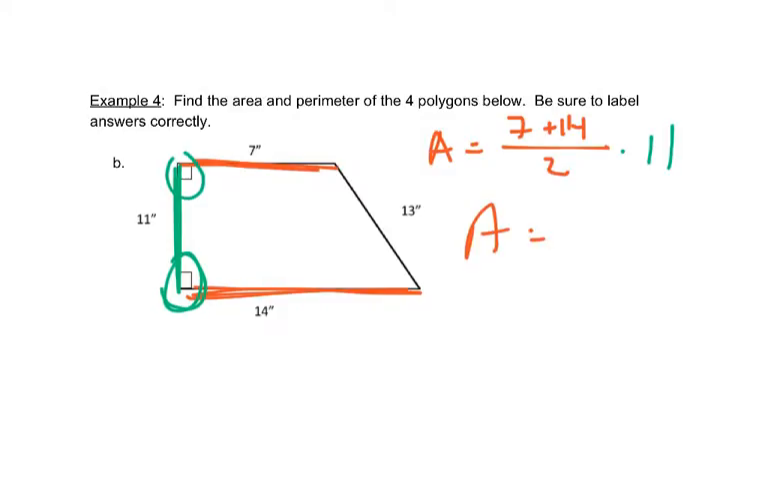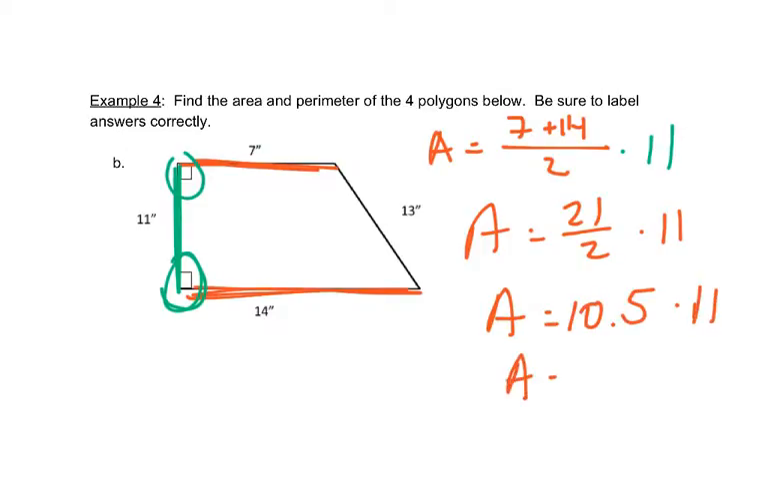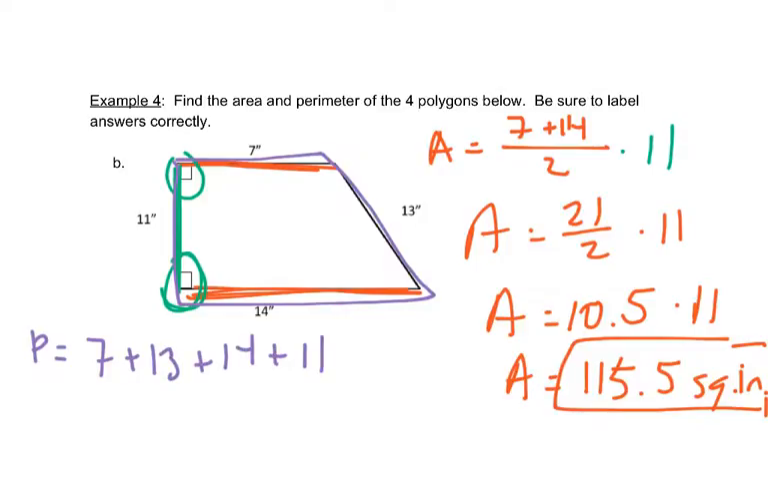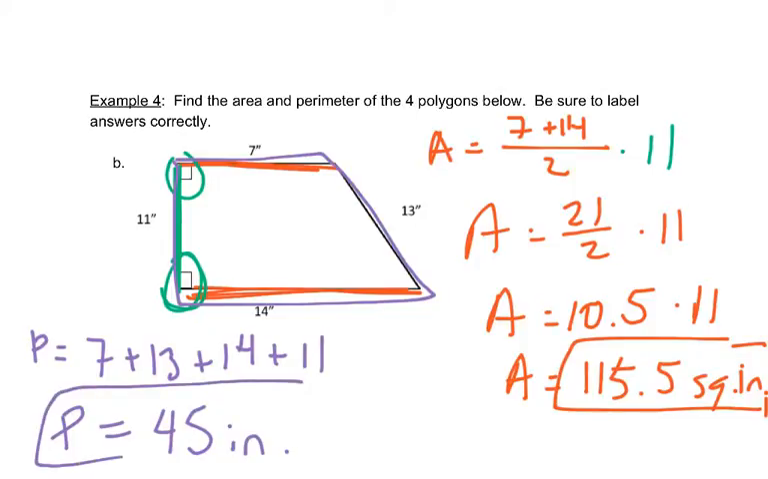So 7 plus 14 is 21. 21 divided by 2 is 10.5. And then 10.5 times 11 is 115.5 square inches. The perimeter is the distance around the outside edge again. So perimeter would be 7 plus 13 plus 14 plus 11, which is 45 inches.